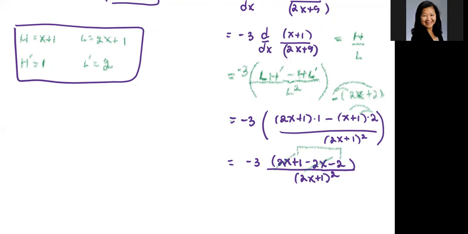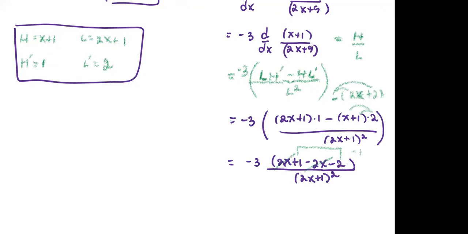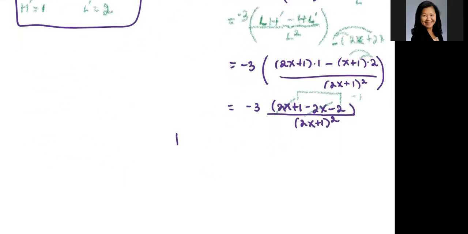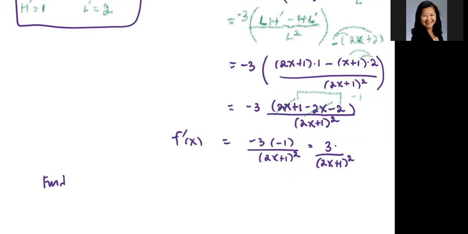1 minus 2, that is negative 1, right? So far we have the f prime, or the first derivative, as negative 3 multiplied by negative 1 divided by 2x plus 1 quantity squared. Or you can rewrite it as 3 times 1, that's 3. Negative and negative multiply to be positive. And I'm gonna write it as 3 over 2x plus 1 to the power 2. So far, this is the first derivative, but you are going to find the second derivative.